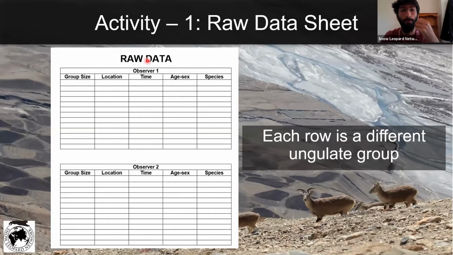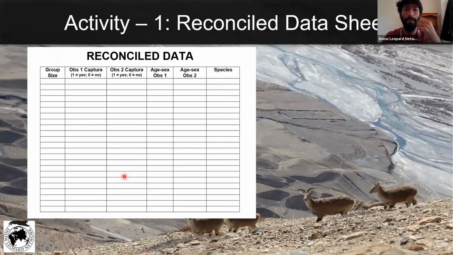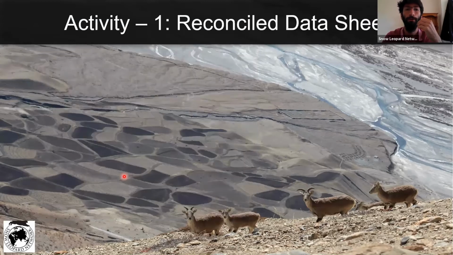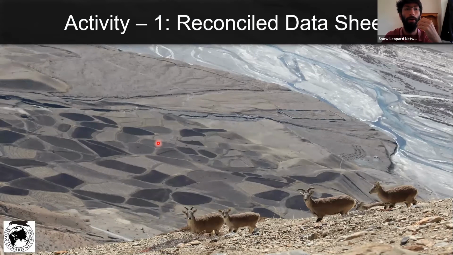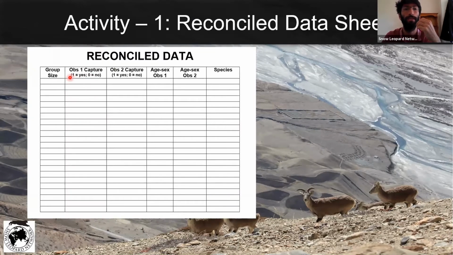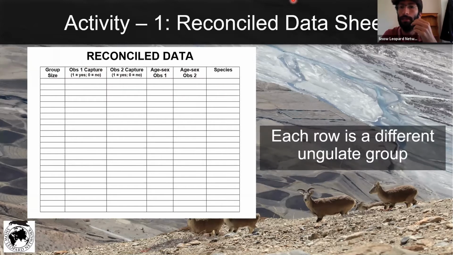So we'll do it first as observer 1. Then we'll do it as observer 2. And subsequently, we will reconcile both these tables into one combined table of group size, whether it was captured by observer 1 or not, by observer 2 or not, what was the age-sex classification by observer 1, by observer 2, and what species it was. I'm just going to check the chat.